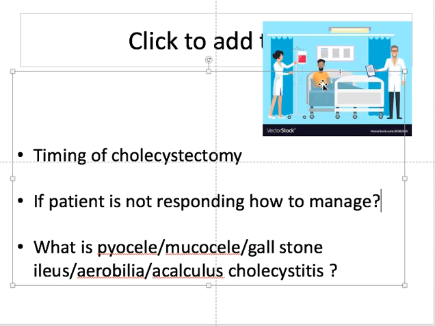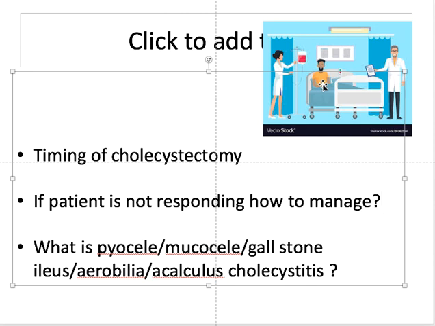But there are a few patients who don't respond. They are ill, the fever is swinging, still tenderness. So then what to do? Read and think about it, because now your conservative management is not working. So you have to do something different. But in the majority, conservative management settles, and you can do the interval cholecystectomy. But this problem won't come if you do the early surgery on admission. That's why some centers prefer to do that and just finish it off.